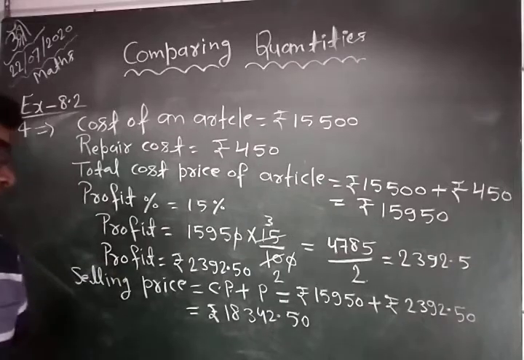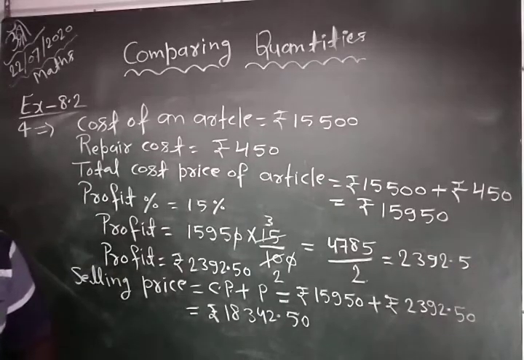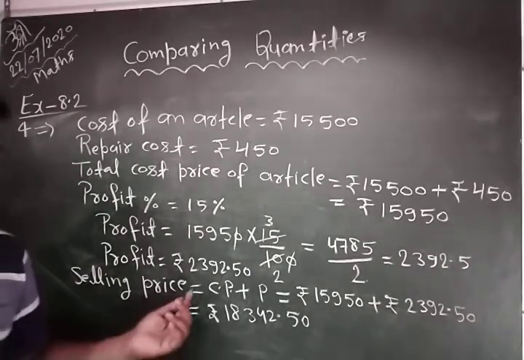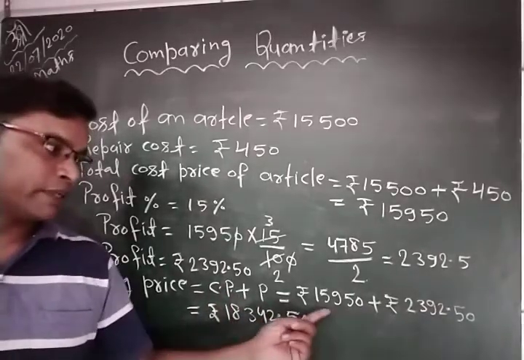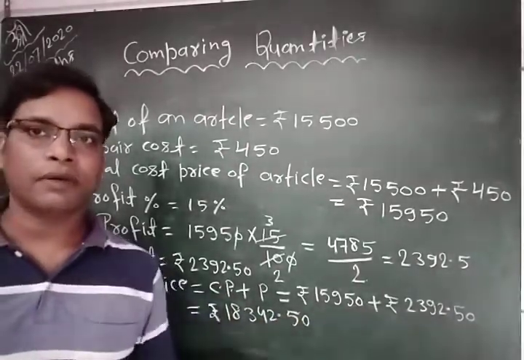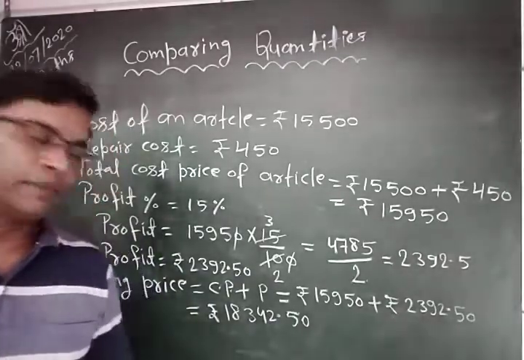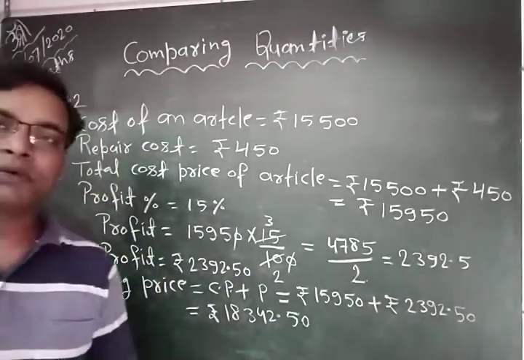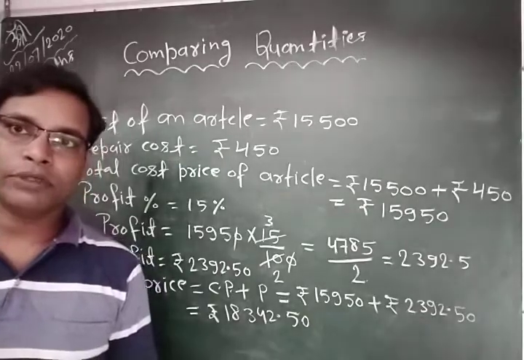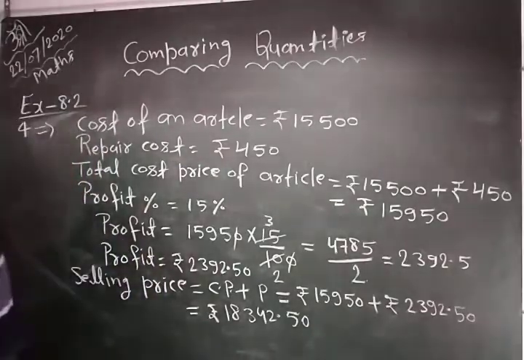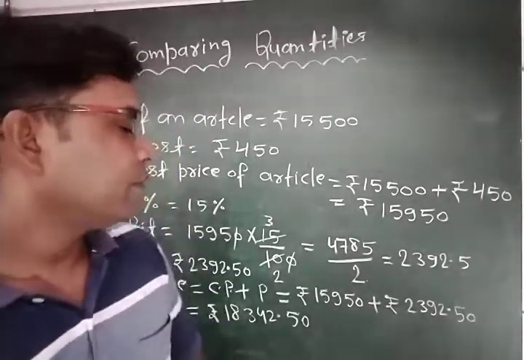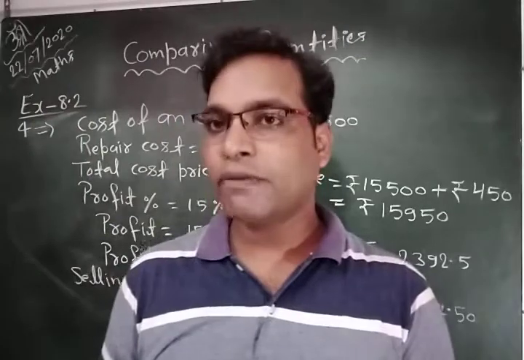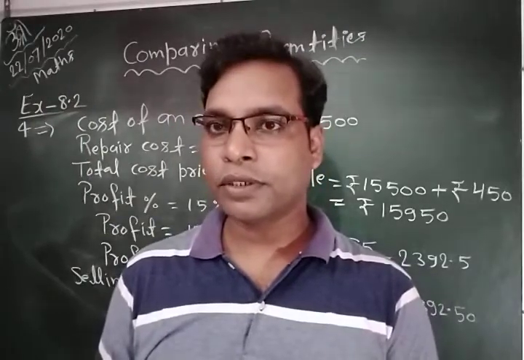Okay, so now we find the selling price of an article. Selling price is equal to cost price plus profit. So this is the cost price, this is the profit, and we sum it. We obtain 18,342.50 rupees. So in this way, students, we complete question number 4, and I hope all of you understood this question.